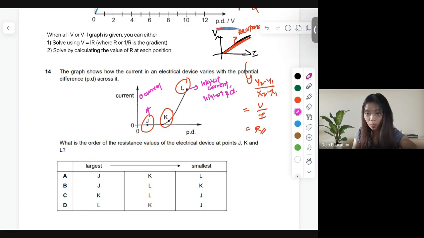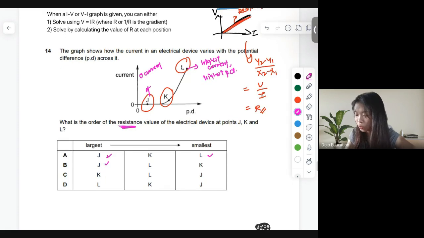Okay, so what is the answer over here, when the question is asking for the resistance? By right, you will feel that J has 0 current, so resistance will be the smallest. And then L is my highest current, so my L resistance... J, if it's 0 current, means that my J resistance is the highest. Yeah, so it will be like this one. And then for my L, it's the highest current, which means my resistance is the smallest, which is K. Okay, so this is how you might view it.